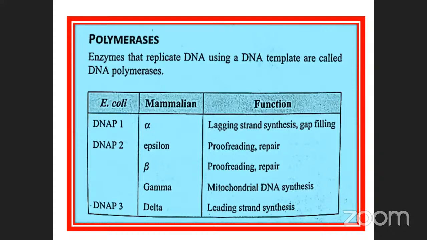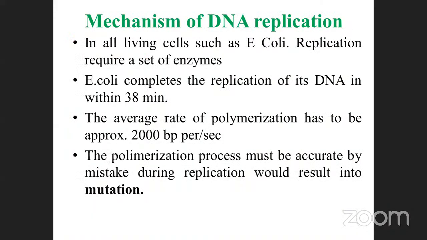DNA polymerase 1, polymerase 2, polymerase 3 are there. In mammalians, there are alpha, epsilon, beta, gamma, delta, with Greek letters. The functions are lagging strand synthesis, gap filling, proofreading repair, and also mitochondrial DNA synthesis. This one is also another part. So these are the mechanisms of DNA replication.